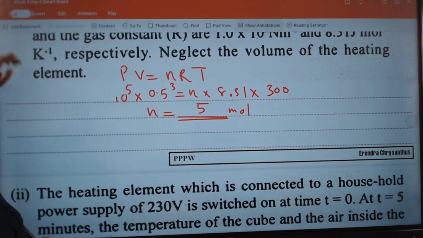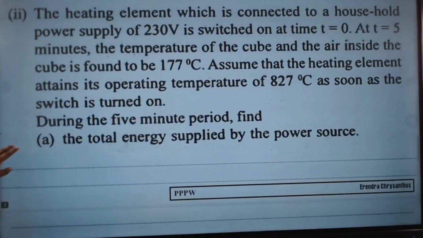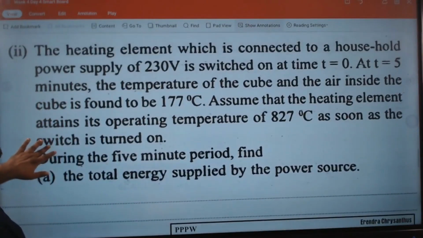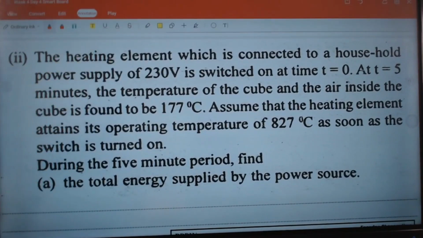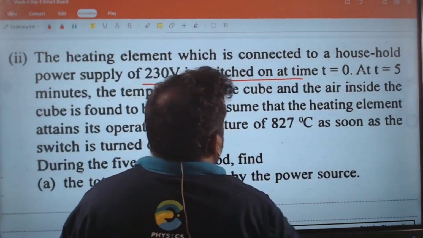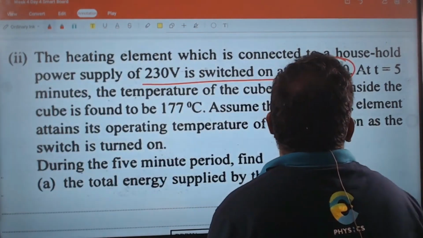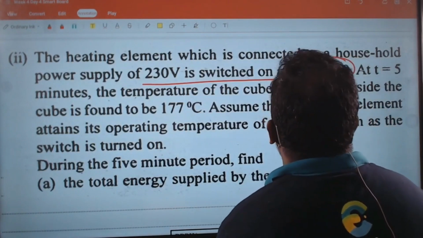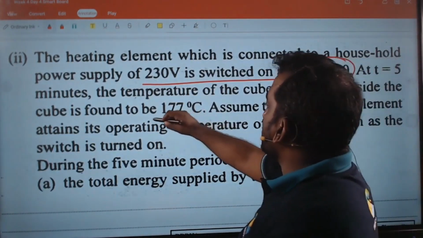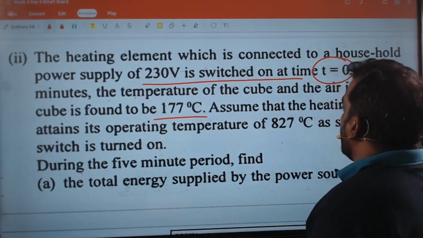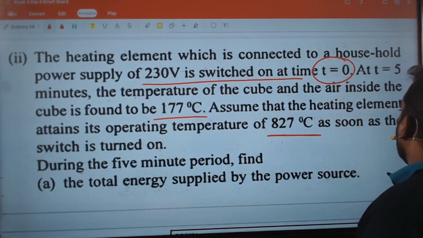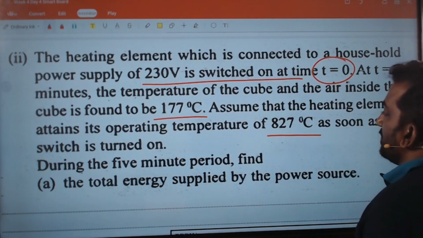Moving forward. The heating element, which is connected to a 230 volt supply, is switched on at t equals 0. At t equals 5 minutes, the temperature of the cube and the air inside reaches 177 Celsius. Assume that the heating element attains its operating temperature of 827 as soon as the switch is turned on. So it quickly reaches 827.